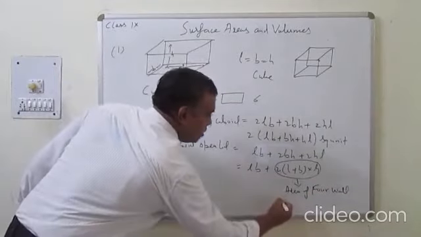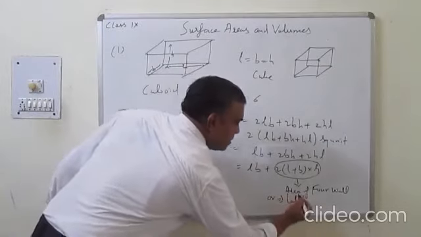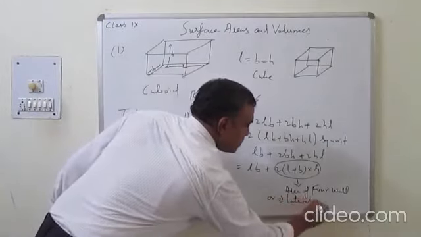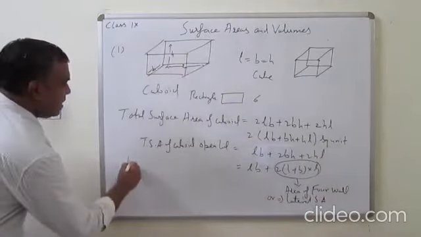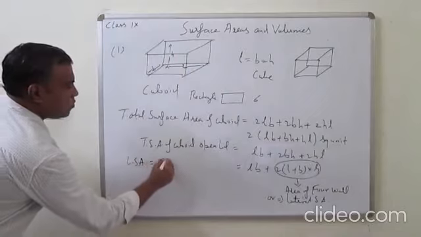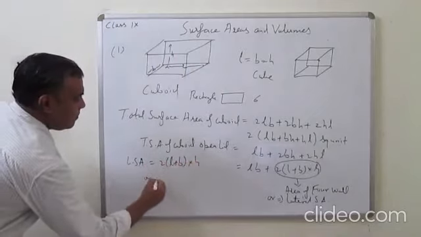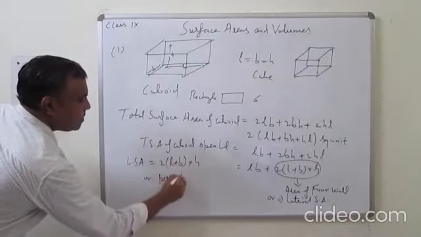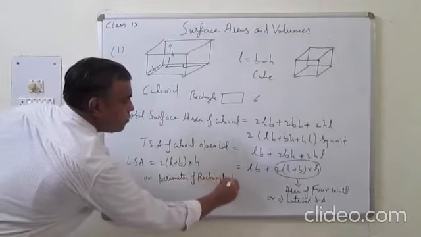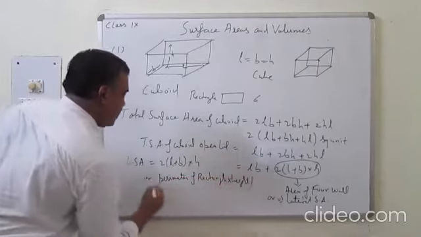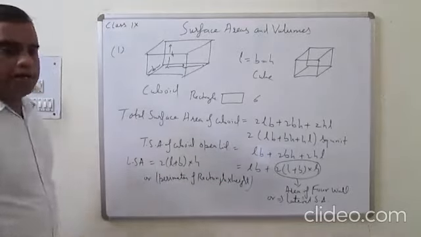Area of 4 walls is also called lateral surface area. So lateral surface area, LSA of cuboid is equal to 2 into L plus B into H. It is also called perimeter of rectangle into height. This is for cuboid.